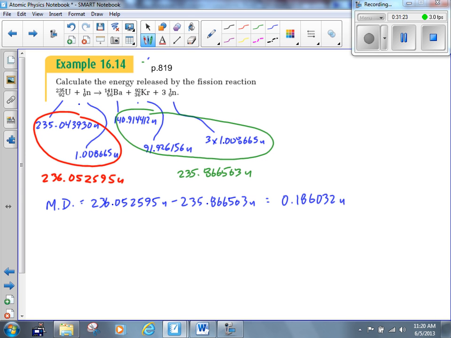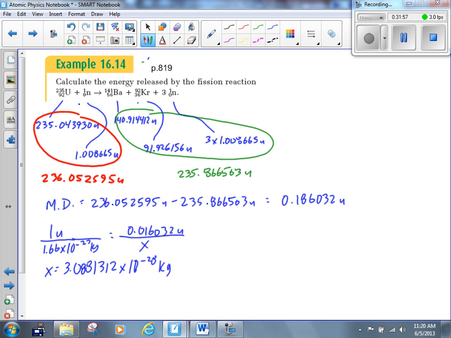Now, at this point, we would like to just say E equals mc squared and get the energy. But we need to put that mass in kilograms. So let's do the conversion. 1 atomic mass unit is 1.66 times 10 to the minus 27 kilograms. 0.016032 atomic mass units is equal to x kilograms. X equals 3.081312 times 10 to the minus 28 kilograms. So now we've got a mass defect in kilograms.